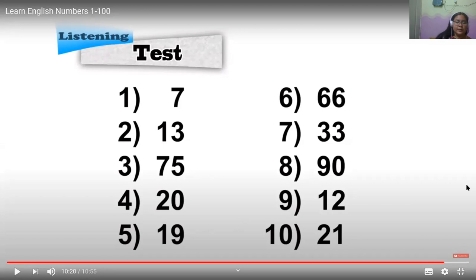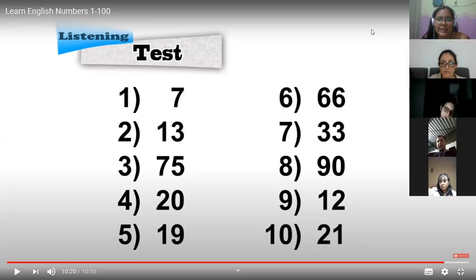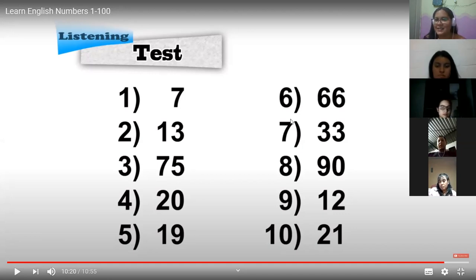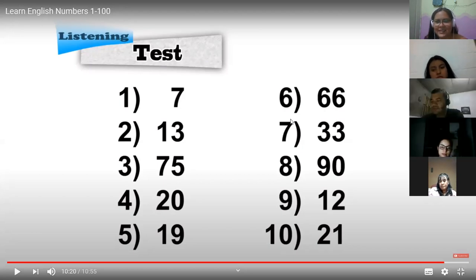Good, good. So, everybody, tell me, number one, what is it? Okay, seven. That's seven. Right. Seven, super easy. Number two? Thirteen. 13. Number three? 75. That's right. Number four? 20. And that's fine. Number five. 19. Very good. Good, good. Number six.